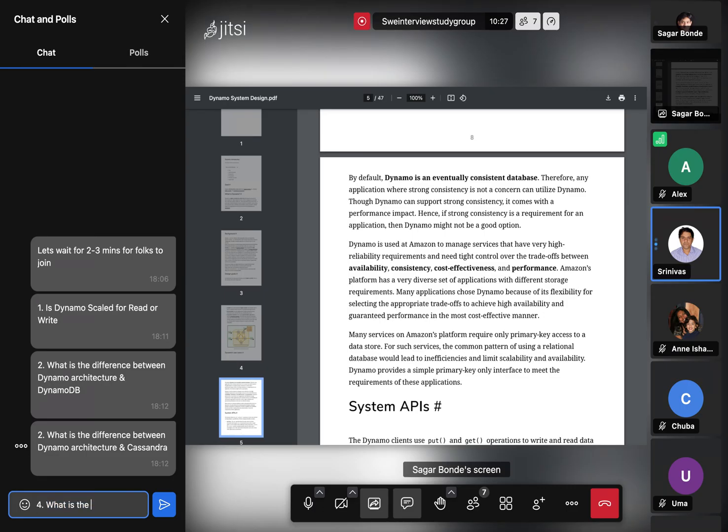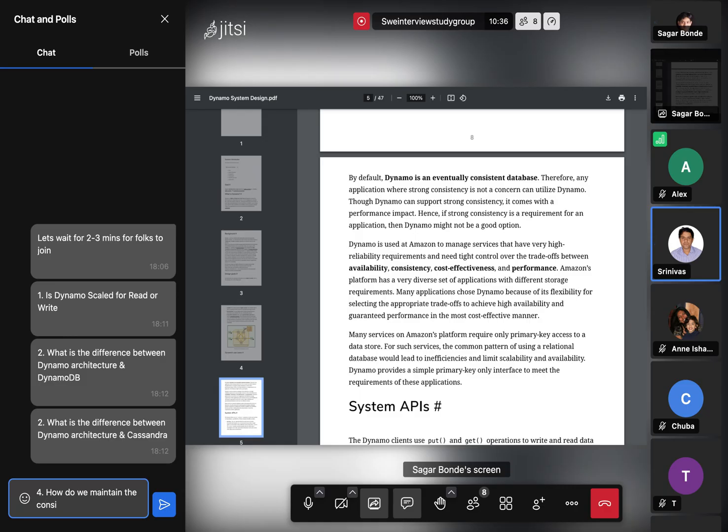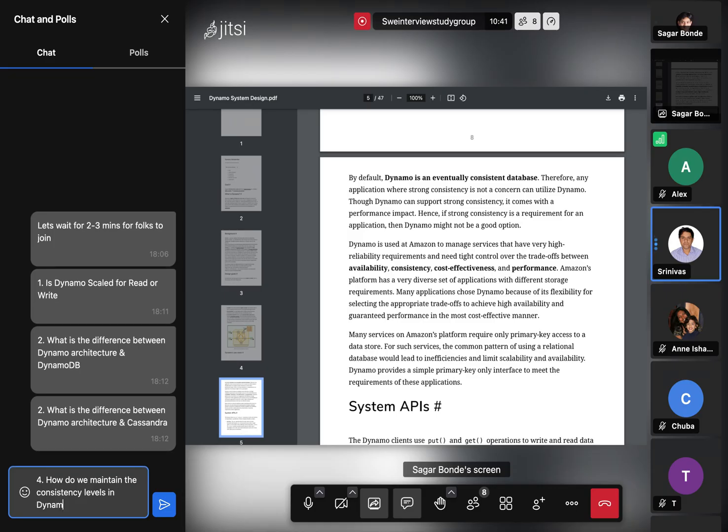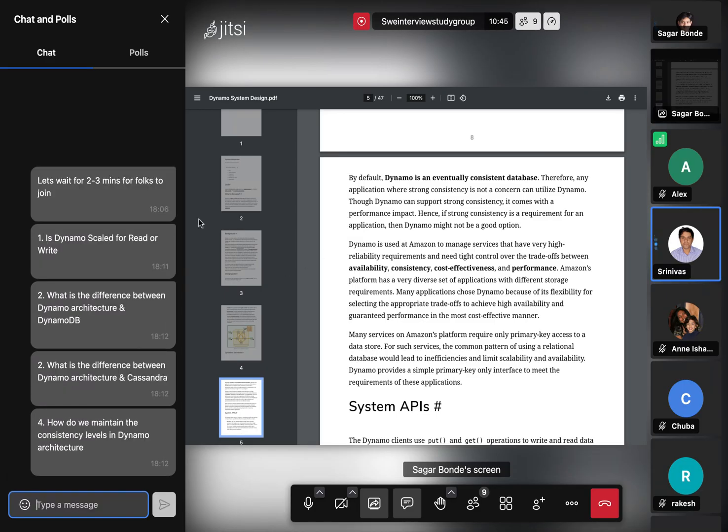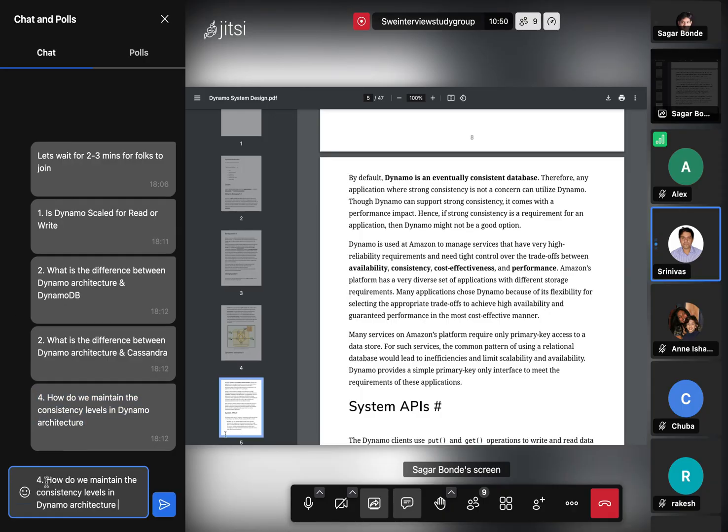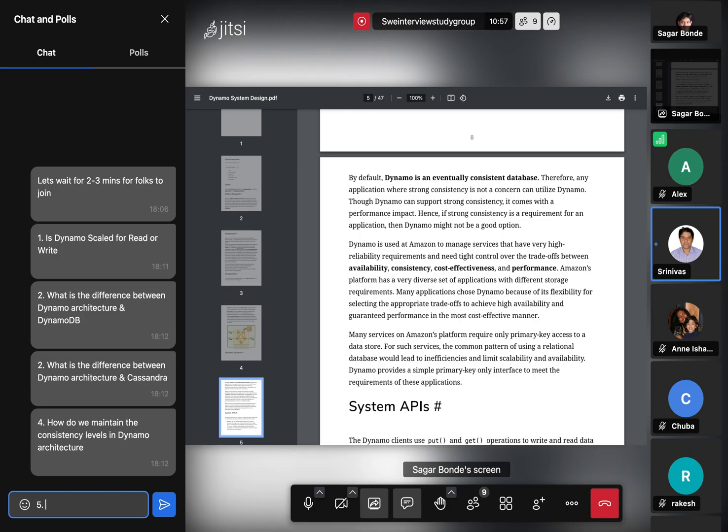And we had a question about how we maintain the consistency levels. Eventual consistency is Dynamo, and DynamoDB is eventually consistent too. We also had a little bit of discussion about whether it's consistent hashing or the leader-follower method in both Dynamo and Cassandra. And the other question is whether Cassandra is built on top of Dynamo or Dynamo is built on top of Cassandra. So that is also a question we had.